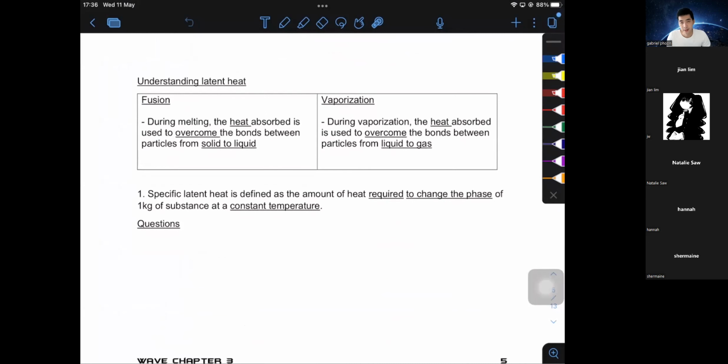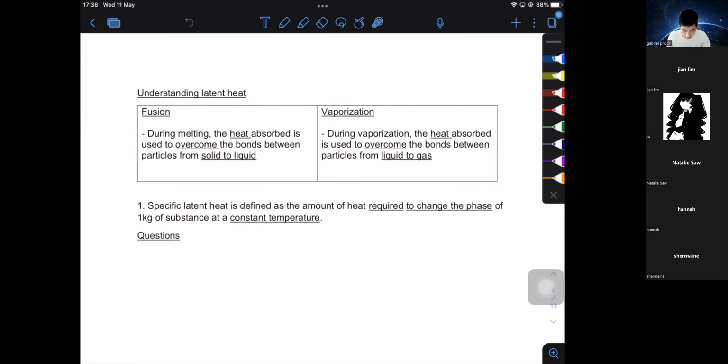But anyways, moving forward here, this is essentially just the word explanation of what we have been talking about so far, just a different way of explaining it, guys. Looking here, fusion: during melting, the heat absorbed is used to overcome the bonds between the particles from solid to liquid. Vaporization will be different. During vaporization, the heat absorbed is used to overcome the bonds between the particles from liquid to gas.